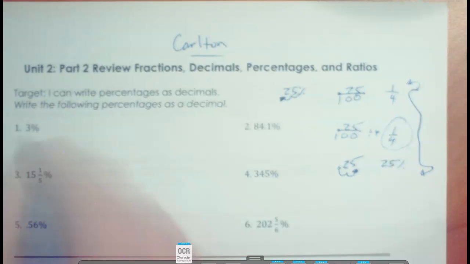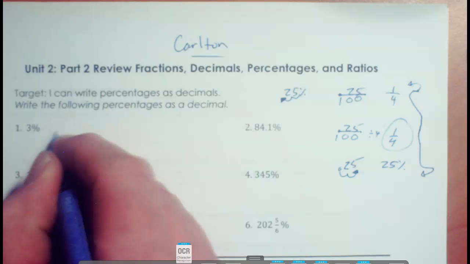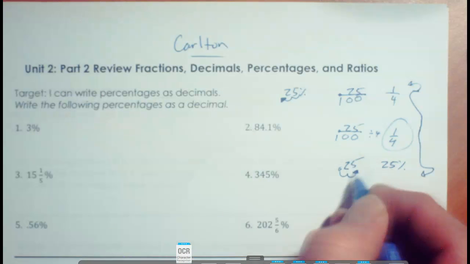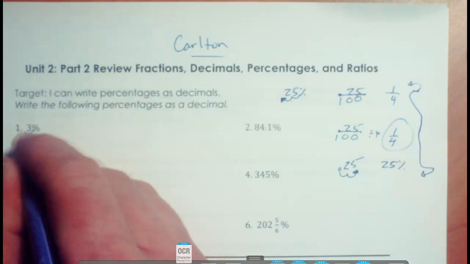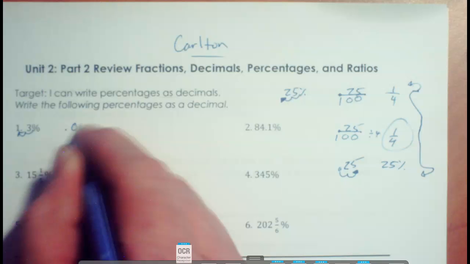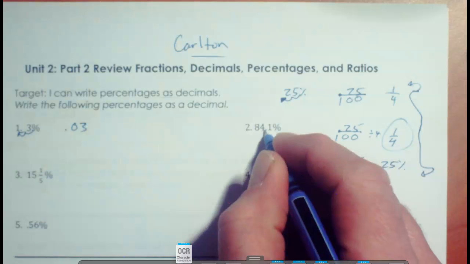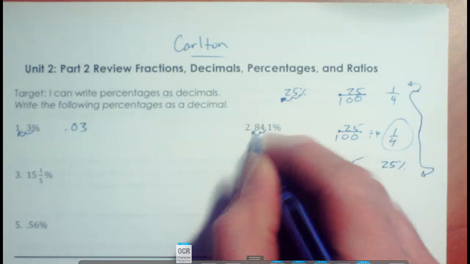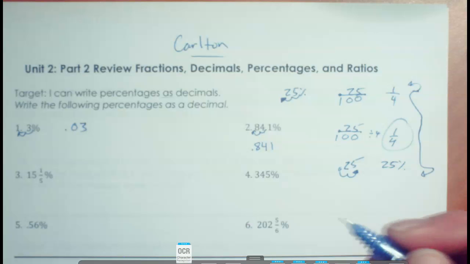Okay, so we have 3%. Write the following percentages as decimals. Okay, 3%. We'll look at 25% to a decimal. I went back 2, so we're going to do the same thing here. 1, 2. 0.03 is my decimal. 84.1%, 1, 2. So I have 0.841. There we go.